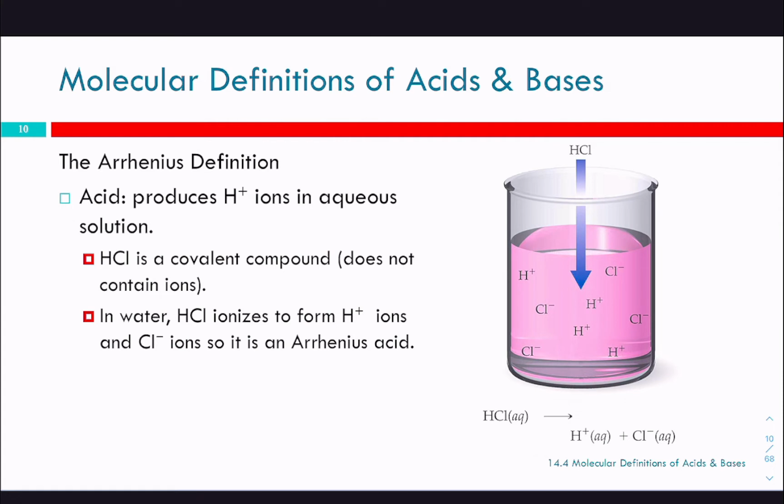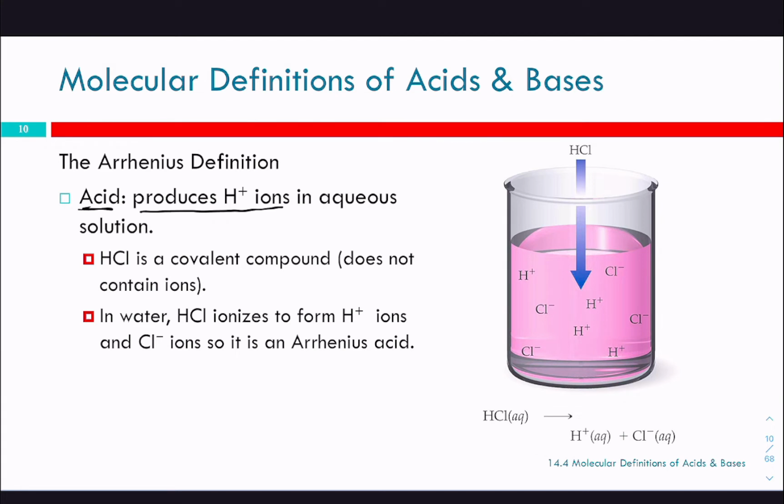So we're going to have two definitions of acids and bases. This is the first one, the Arrhenius definition. Main takeaway here is that an acid, in the Arrhenius definition, produces protons, or H plus ions, in aqueous solution.